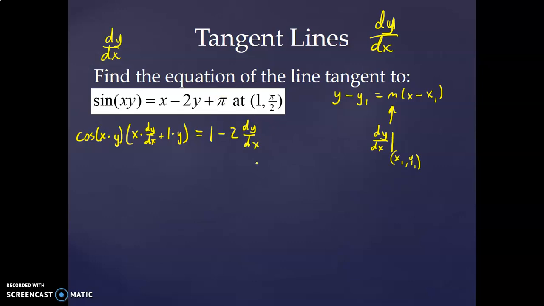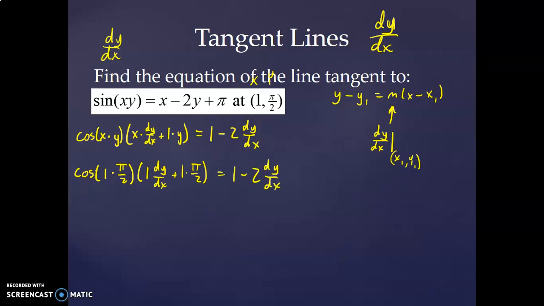Now this is where you can make the problem easy or complicated. If you try to solve for dy/dx right now, it gets fairly ugly. So don't. As soon as you've taken the derivative, you're allowed to plug in the point. Don't plug in the point in the original equation, otherwise everything's a constant. But as soon as you've taken the derivative, now I can plug in my x and my y. So I would get cosine of 1 times pi over 2, times x, which is 1, dy/dx, plus 1 times pi over 2, equals 1 minus 2 dy/dx.